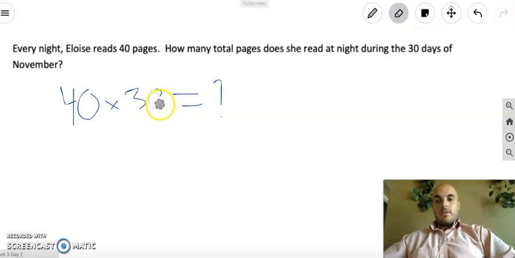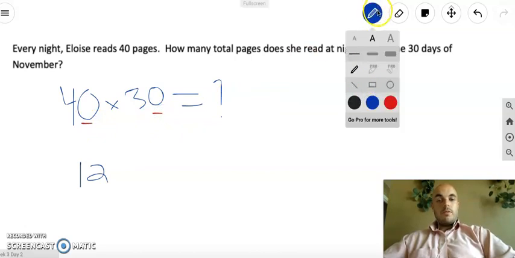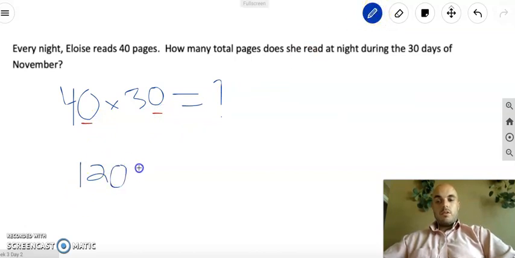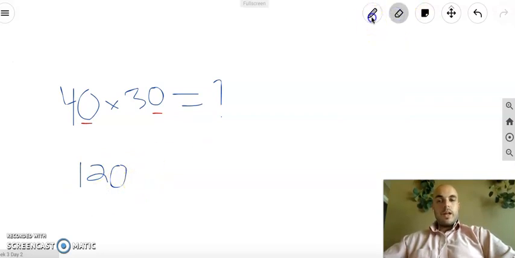Let's make that 0 just a little prettier. Great. 4 times 3 is 12. How many zeros do we have? Well, we have 1, 2 zeros, so I must have 1, 2 zeros here at the bottom. Just like that. So 1,200 pages.